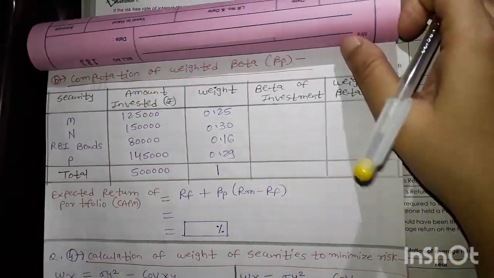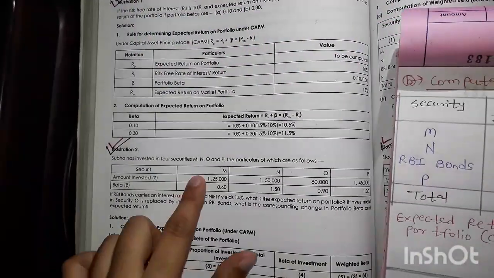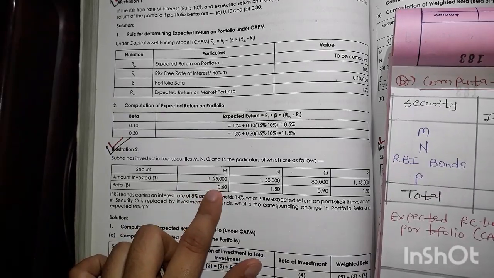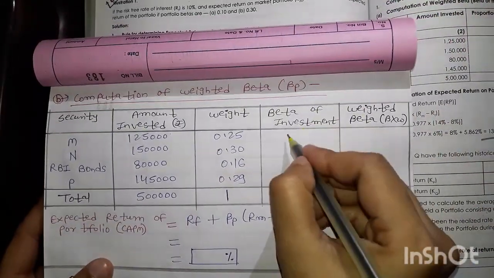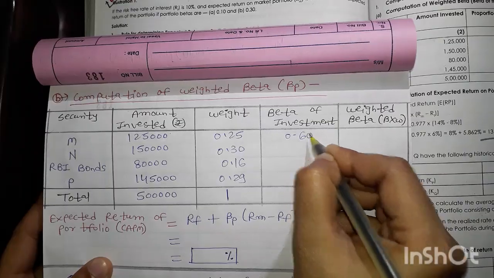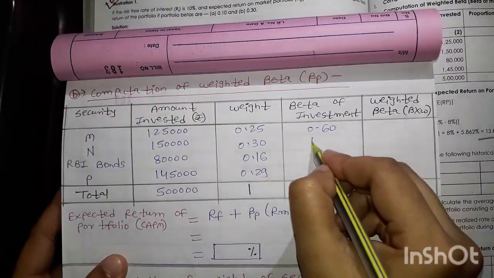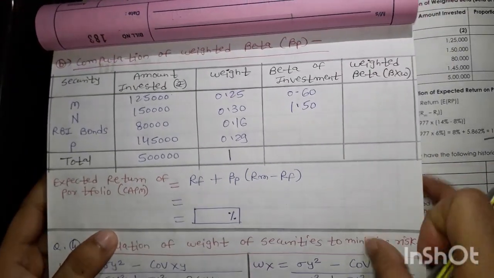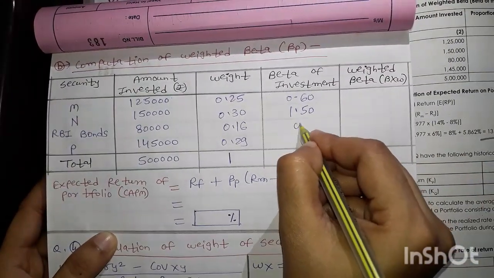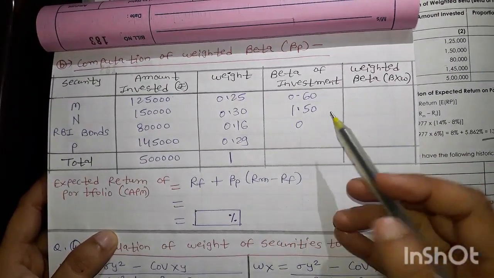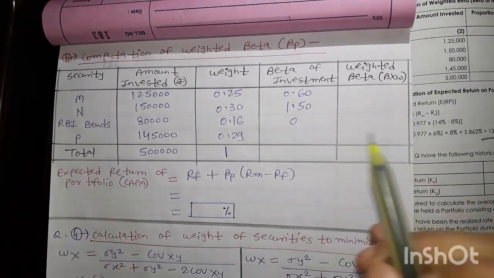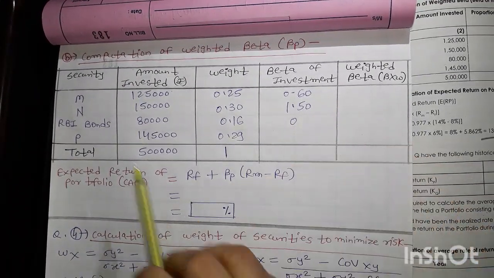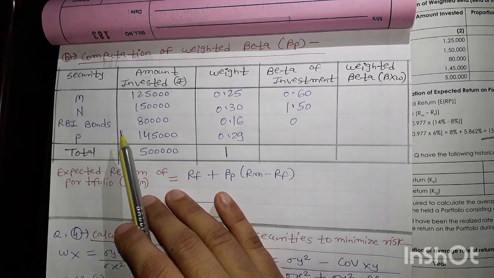Okay, now beta of investment, right? So we have written this. Now beta is 0.60 in case of M, then 1.50 in case of N, and in case of RBI bonds beta will be 0. Okay, because beta shows our risk factor. So beta is a risk factor, and in case of RBI bonds there will be no risk.